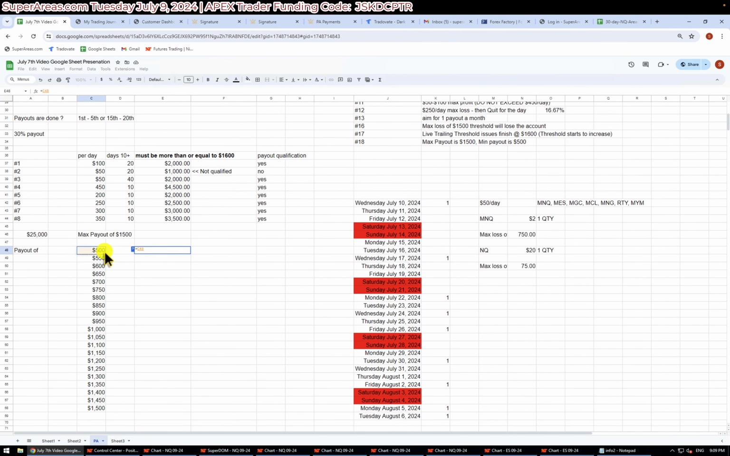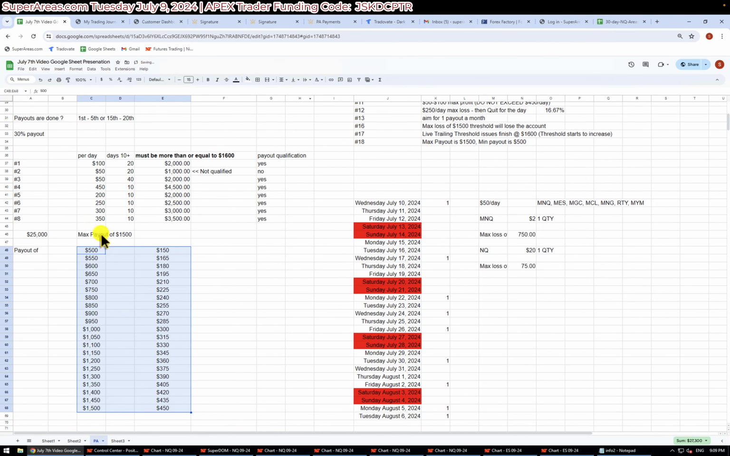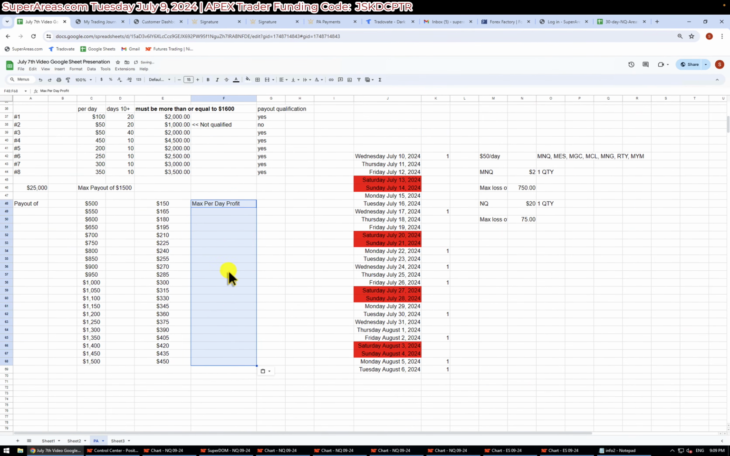So you take this and you do a 30% rule. So let me just make the font a little bit easier for you guys to see. So let's do this right here. So much easier for you to see how the payouts work. So if payout is 500, then you need the max per day profit. Let me just make this font much easier to see every day.